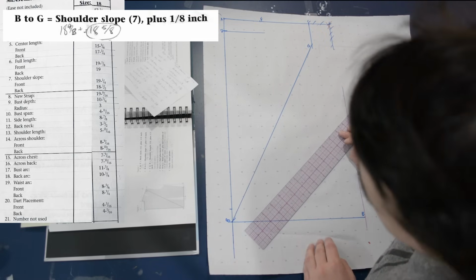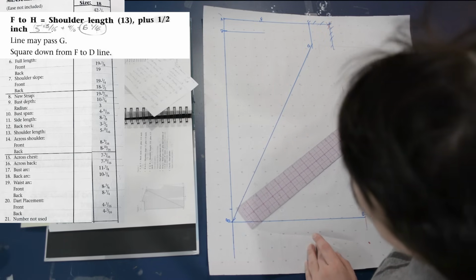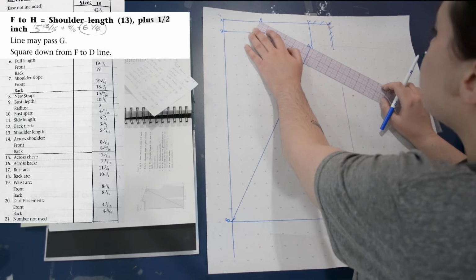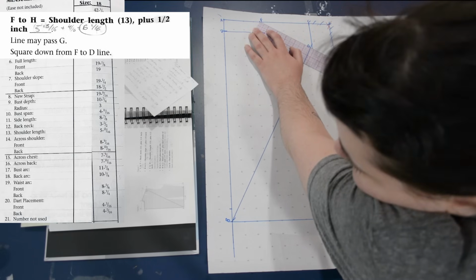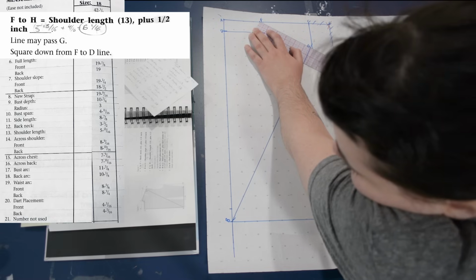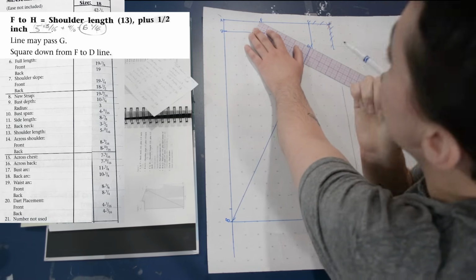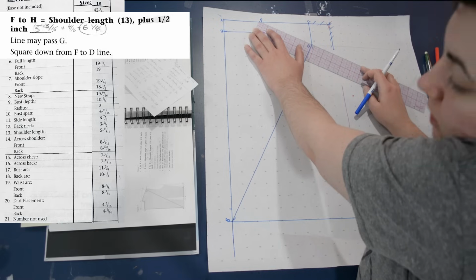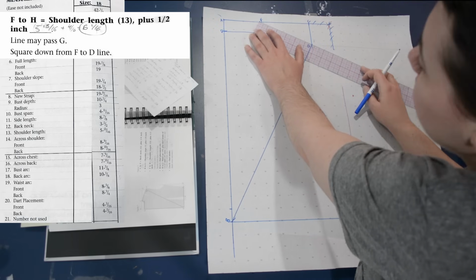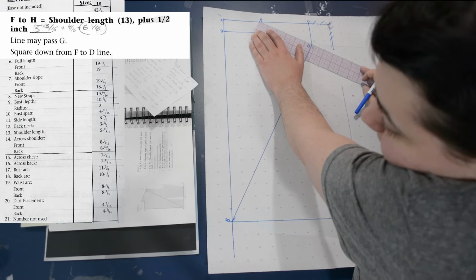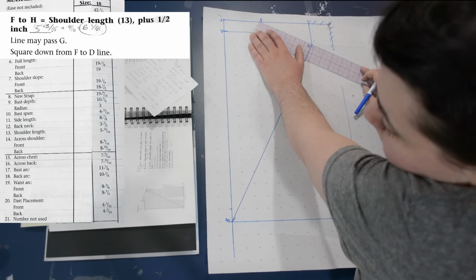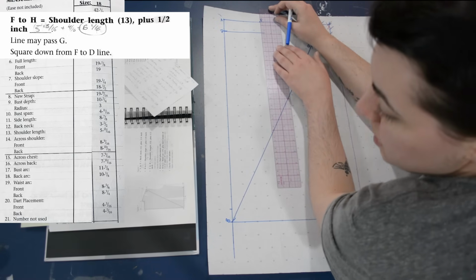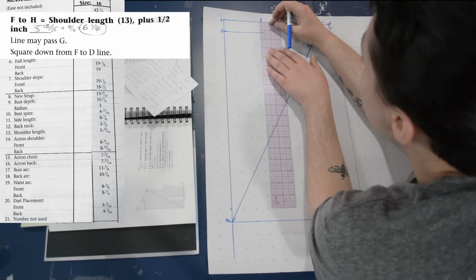F to H is the shoulder length plus 1/2 inch, so 5 and 1/16. 5 and 1/16, huh? Shoulder length plus 1/2 inch. Oh, 6 and 1/16. Can I read? Is this squared out in any way, shape, or form? I'm confused. F to H, shoulder length, line may pass G. Square down from F to D line. Oh, square down from F to D line. Okay.